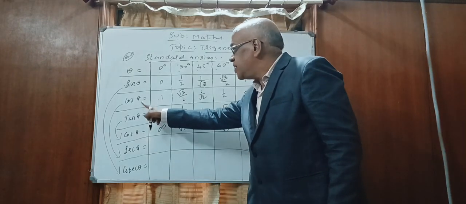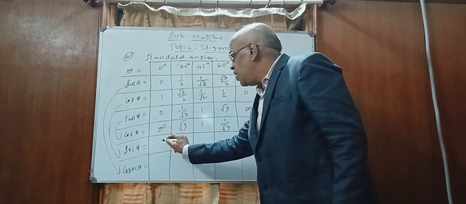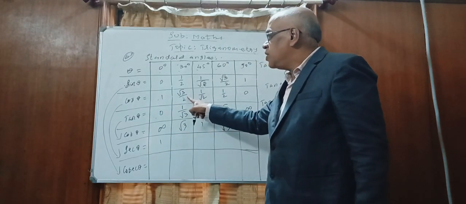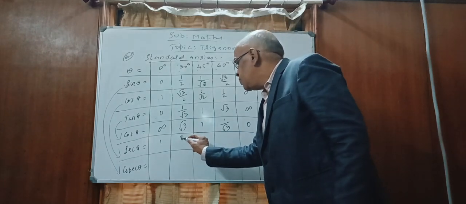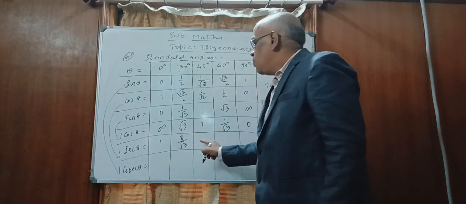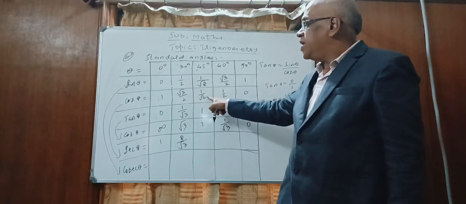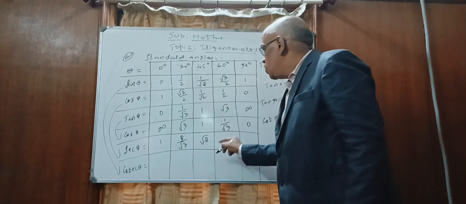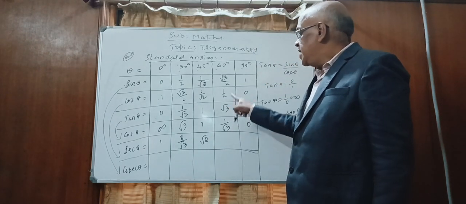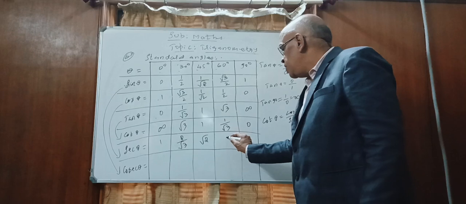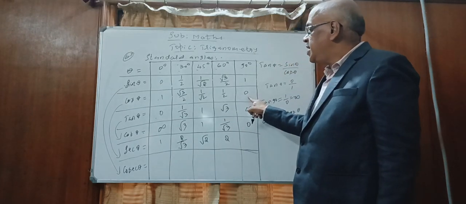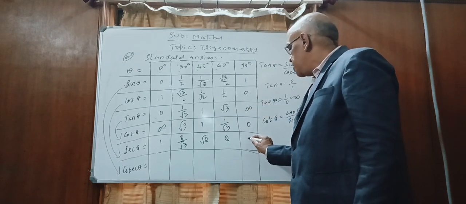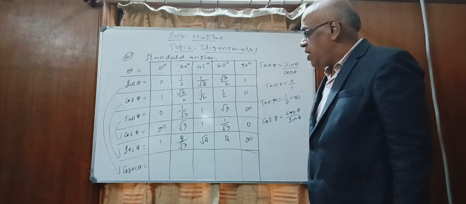Now come back. So sec theta, what is that? Reciprocal of cos. Reciprocal of 1 is what? 1. Then sec 30, reciprocal of root 3 by 2. What is that? 2 by root 3. What is sec 45? Reciprocal of cos 45. Reciprocal of 1 by root 2 is what? Root 2. What is sec 60? Reciprocal of cos 60, reciprocal of 1 by 2. 2. Sec 90 is the reciprocal of cos 90, which is 0. Reciprocal of 1 by 0 is what? Infinity. Yes or no, children?